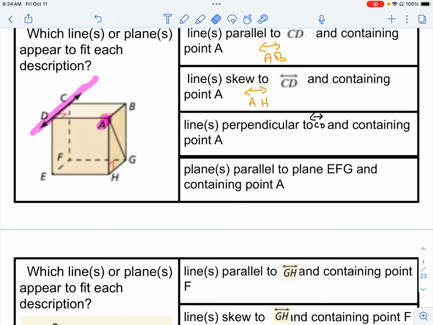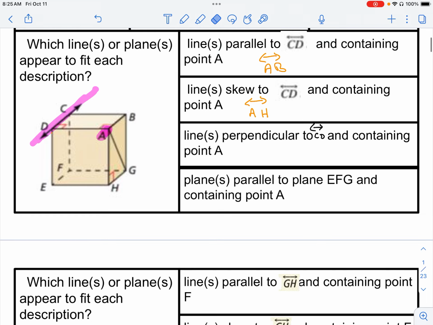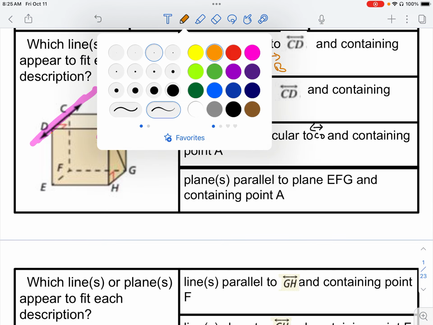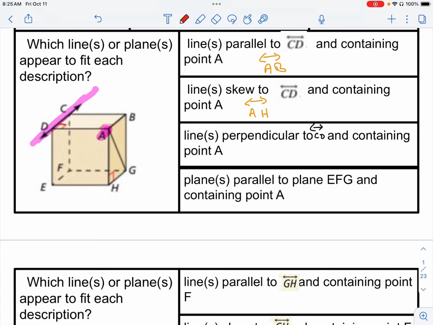All right, lines perpendicular to line CD and contains point A. Well, this little box here means perpendicular, and that is this guy here. So we're going to have line DA is perpendicular and contains point A.